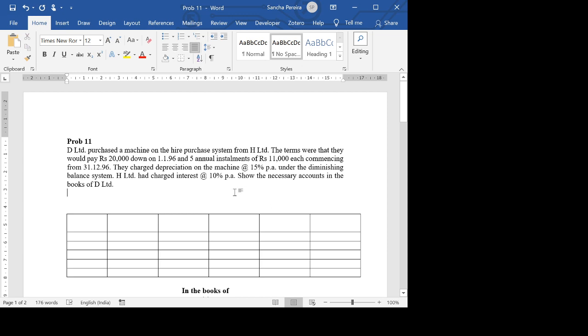I'm going to call this table calculation of interest and cash price. We know the rate of interest, but we don't know the total interest, neither do we know the yearly interest. And based on that, we are also going to get a cash price.